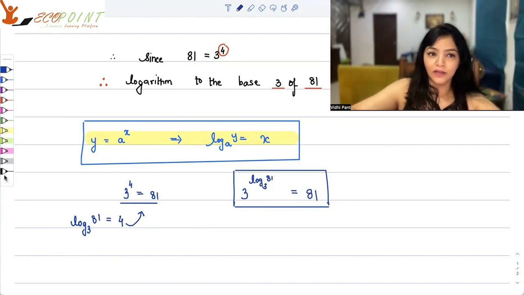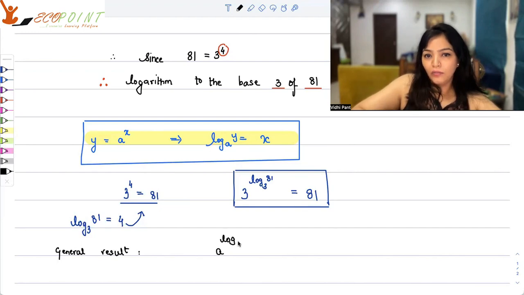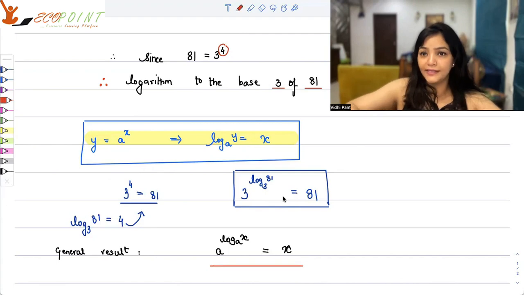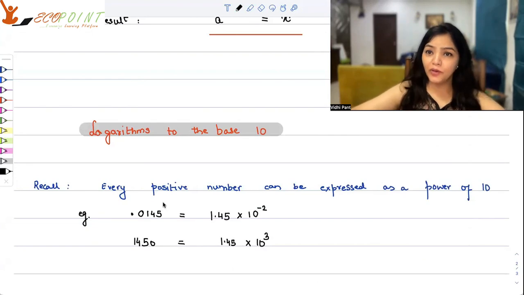Hence, you can have a general result here that a to the power log base a of x will be equal to x. Notice what I've done here is exactly the same thing that you gain from this example, just written in a more generalized manner. Recall that every positive number can be expressed as a power of 10. For example, if you take 0.0145, that could be written as 1.45 multiplied by 10 to the power minus 2.